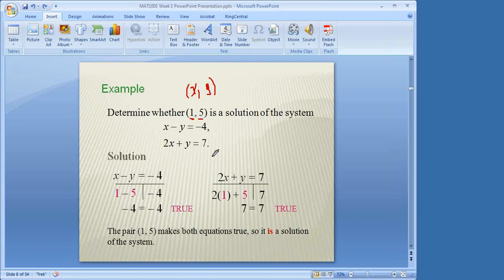So in the first equation, I'm going to put 1 in place of X and 5 in place of Y. Here's my first equation. And I get a true statement. All right, that's a true statement. I'm going to do the same thing to the second equation, and I get a true statement here too. And because I get a true statement, I can say that this point is a solution to that system.